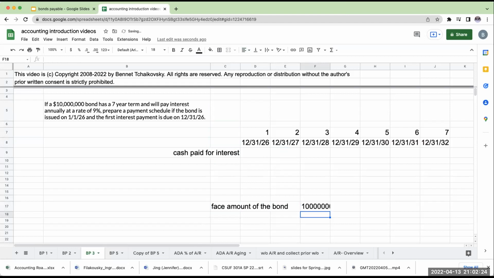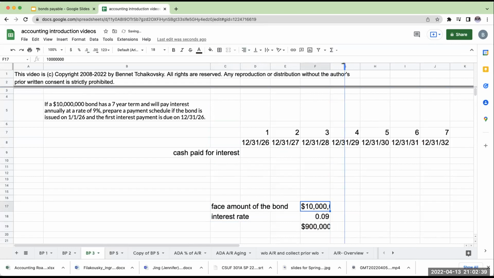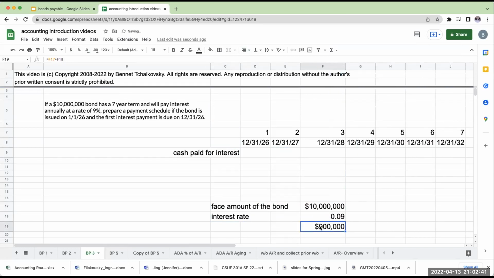Okay, my interest rate. Remember, whenever we see an interest rate, it is always going to be an annual rate. So my annual rate of interest on a $10 million bond is going to be $900,000 per year. So my cash paid for interest is going to be $900,000 every single year. This is what the bond is saying it's going to be going through and paying.